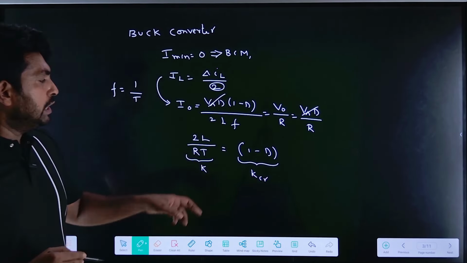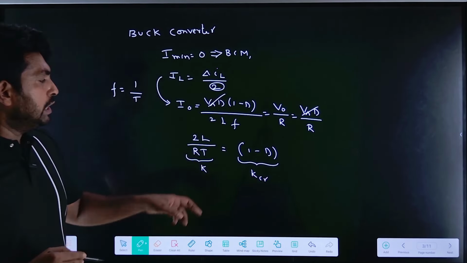Now let us see the same expression for the boost converter. So if I take the boost converter, how would the expression be? Here the expression would be I minimum should be equal to 0. Whatever may be the converter, if I minimum is 0, we can call this the boundary conduction mode. So if I minimum equal to 0, that is IL equal to delta IL by 2. For the boundary condition, IL should be equal to delta IL by 2. So what is the IL here? I naught divided by 1 minus D.